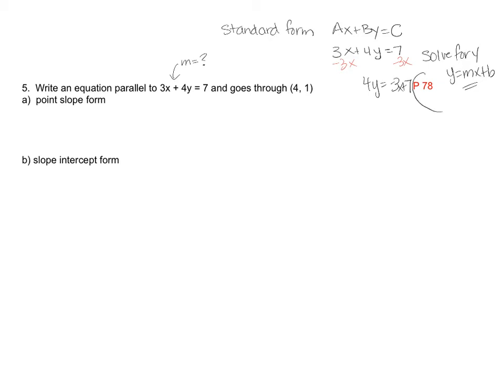I can't combine those because negative 3x and 7 aren't like terms, so I'm going to leave them separate. And then I'm going to divide both sides by 4. When I do that, I'm going to divide each term by 4. So I get y equals negative 3/4 x plus 7/4.